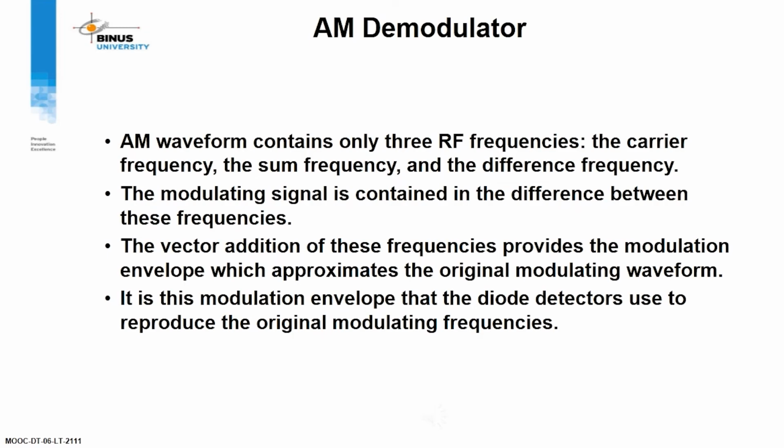AM demodulator. The AM waveform contains only three frequencies: the carrier frequency, the sum frequency, and the difference frequency. The modulating signal is contained in the difference between these frequencies. The algebraic addition of these frequencies provides the modulation envelope, which approximates the original modulating waveform. It is this modulation envelope that the diode detectors use to reproduce the original modulating frequencies.